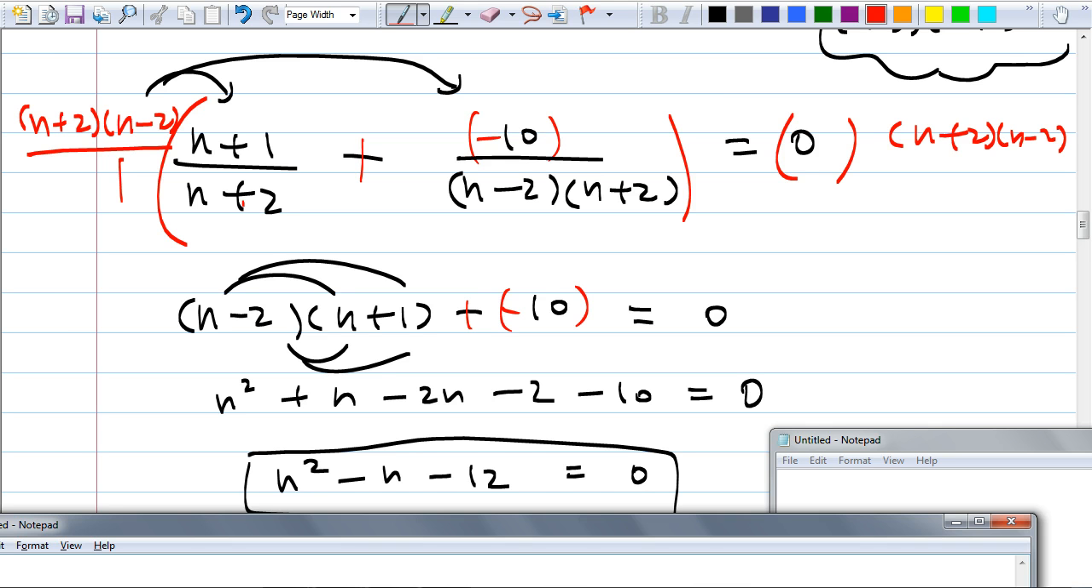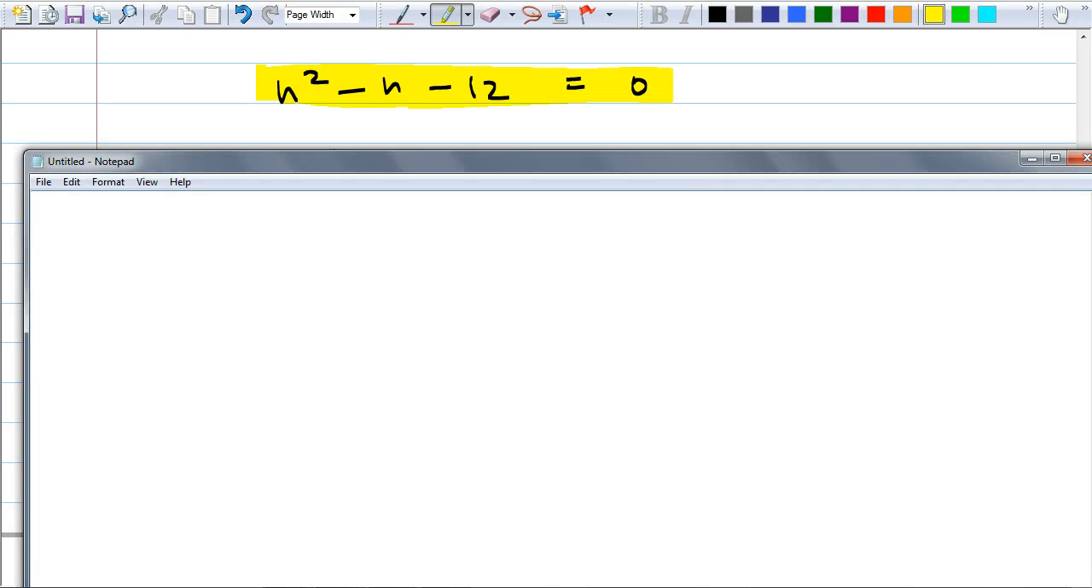Most of you did get it. Go ahead, help each other. You should have gotten n squared minus n minus 12 equals to 0. Okay, go ahead. Everybody fix it if you didn't get that. Because if you didn't get this, that means you made a silly mistake here. Class, is this our answer? No. This is what we get.